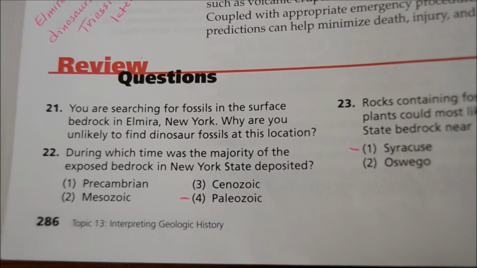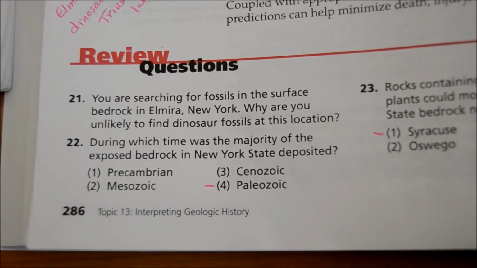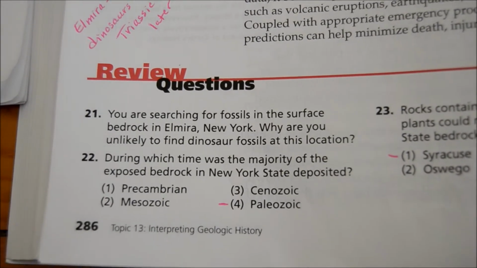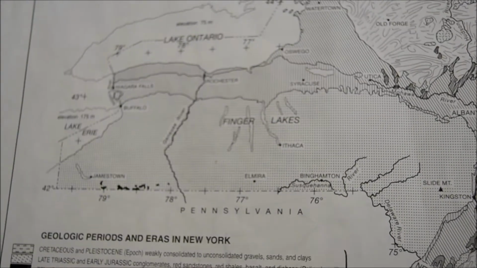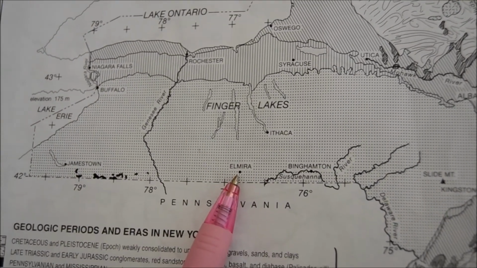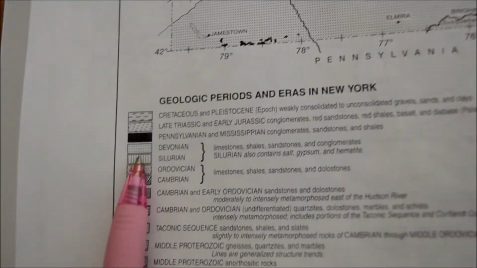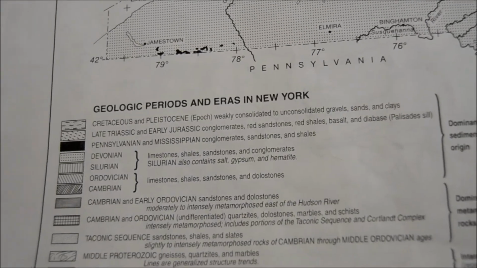Question 21. You are searching for fossils in the surface bedrock in Elmira, New York. Why are you unlikely to find dinosaur fossils at this location? First thing, reference table page 3. Gotta find Elmira, New York. Elmira, New York, you can see the symbols. Come over here, it's Devonian. So I know Elmira is Devonian.